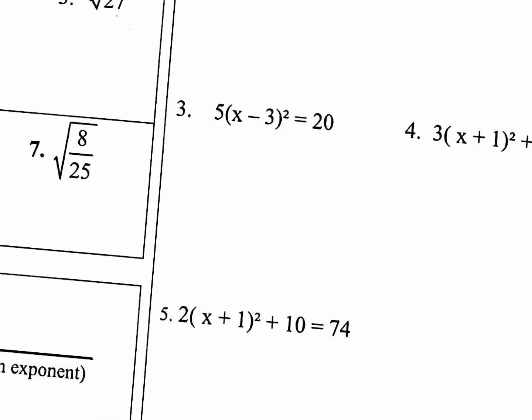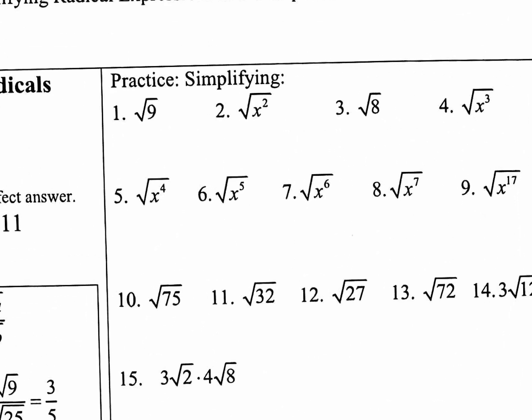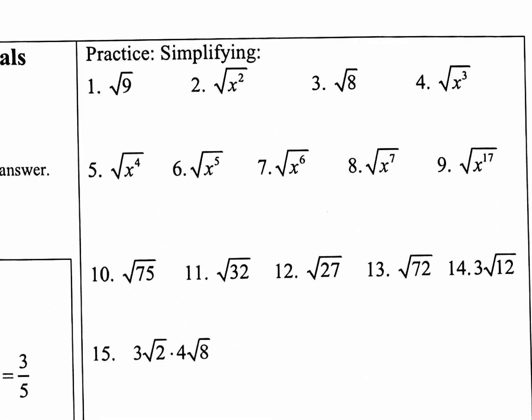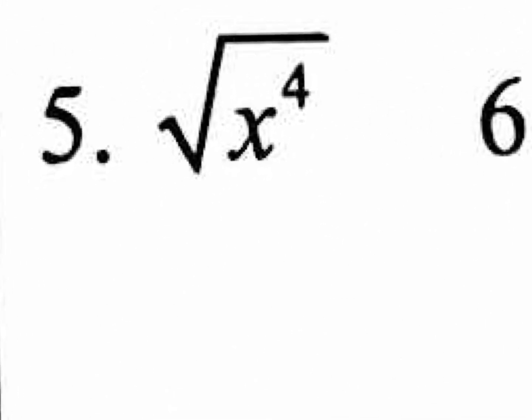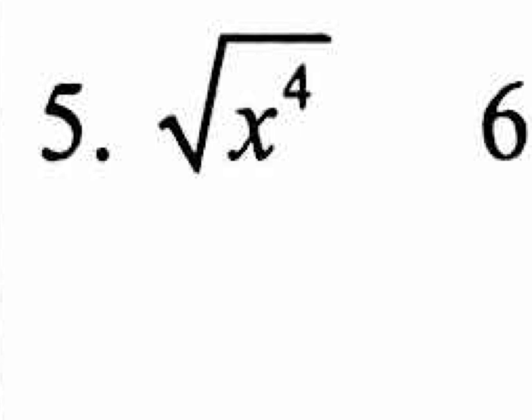So check it out. Up here, we skipped over all the ones that didn't have x's. So let's look at number 5. What's the answer to the square root of x to the 4th? X to the 2, and that's it, right?